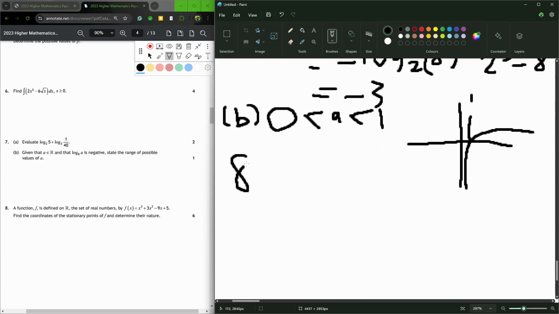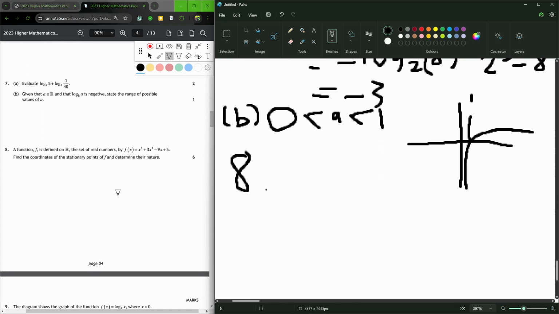Right, we'll move on to 8. A function f is defined on R, the set of real numbers, by f(x) equals x cubed plus 3x squared minus 9x plus 5. Find the coordinates of the stationary points of f and determine their nature.